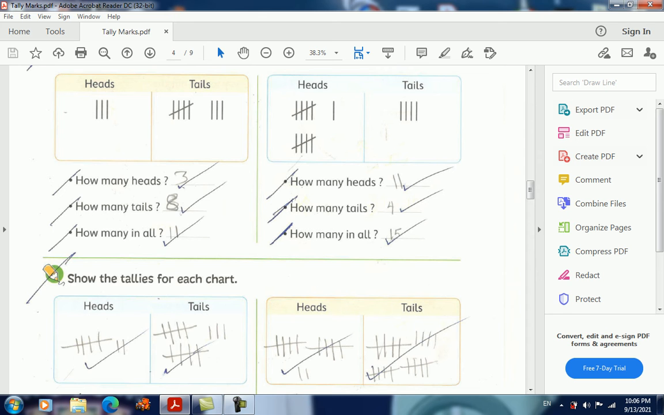I do the same with the other one. For the heads, I got 2 stacks of 5, so this means 10, and another extra one, so they are 11. So how many heads? I have 11. And for the tails, I got 4 vertical only, so this means they are total 4. So how many in all for the heads and the tails? So 11 plus 4, which is 15.